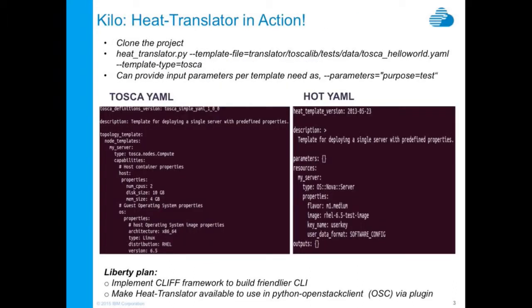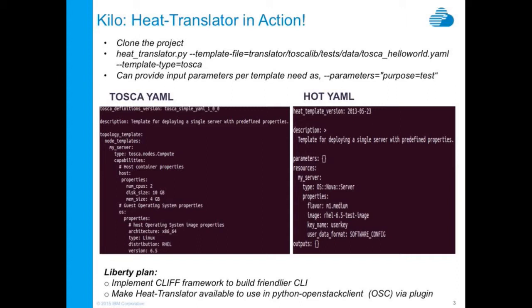As I was saying, the tool is now available on the command line to use. You run the Heat-Translator Python program, which takes two arguments. The template file is the file that you want to translate, and another parameter describes the type, which is TOSCA, but it can be anything in the future, depending on future support. And you can provide the parameters as well.